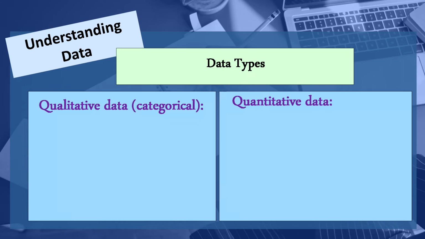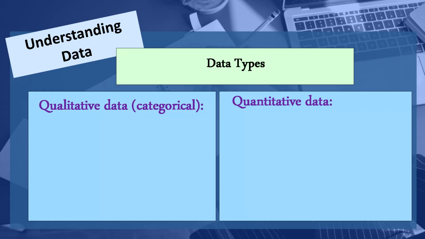One is quantitative data, another is qualitative data. This has nothing to do with the research methodology of qualitative and quantitative. Remember, that methodology is different. Quantitative deals with numbers and qualitative deals with interpretation. Here we are talking about data types. Fundamentally, data can be classified into 2 types: qualitative data and quantitative data.